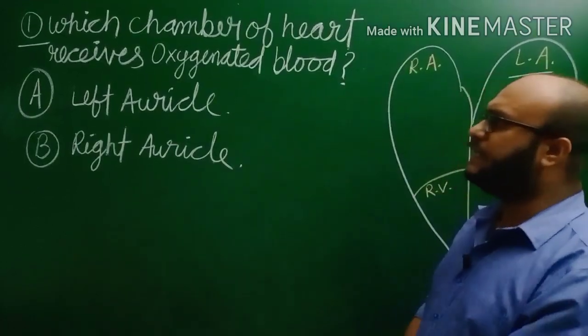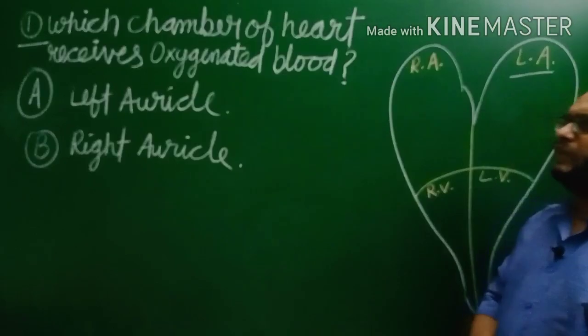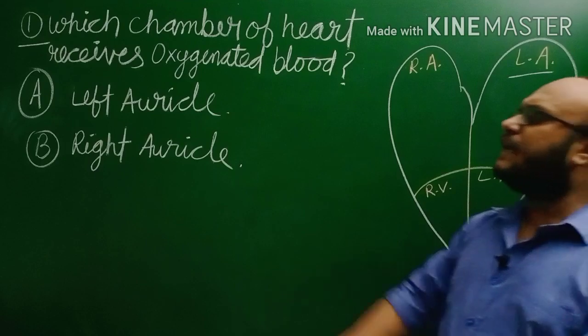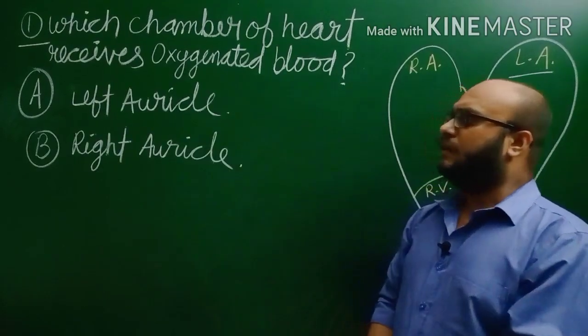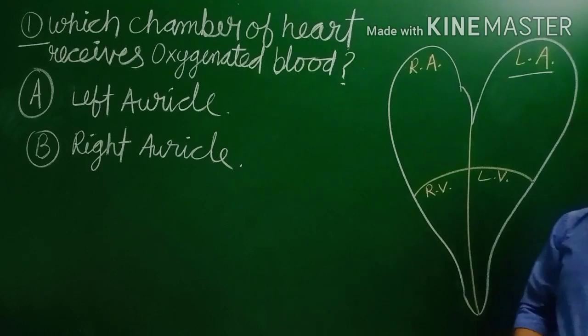Our first question is, which chamber of heart receives oxygenated blood? As you all know, heart is having four chambers: right atrium, left atrium, right ventricle, left ventricle. Which chamber of heart is receiving oxygenated blood or oxygen rich blood? The option A for this question is left auricle, option B right auricle. You can call atrium as auricle also.